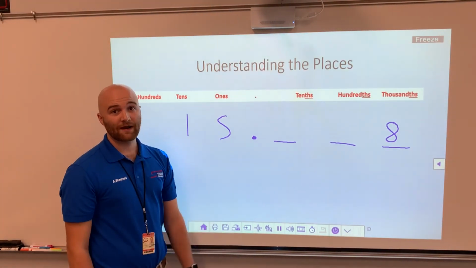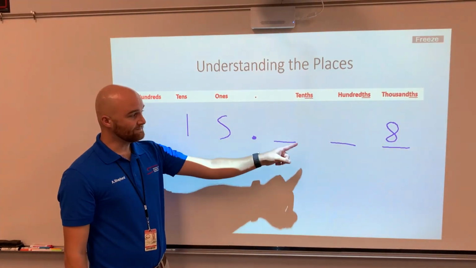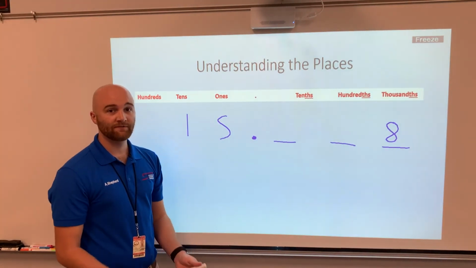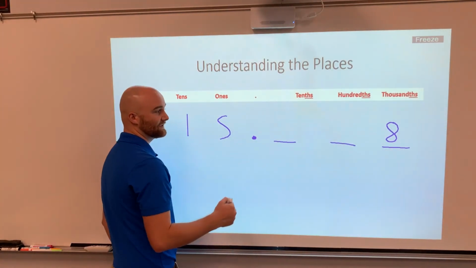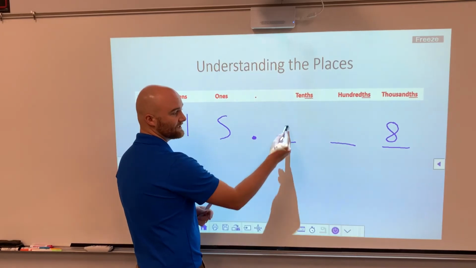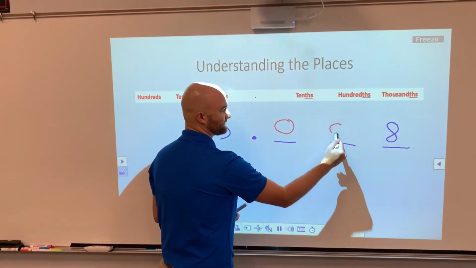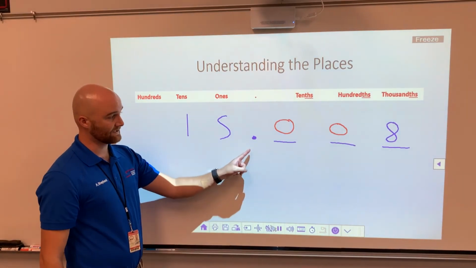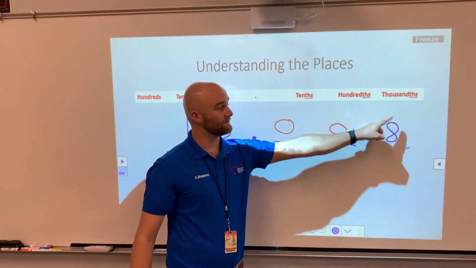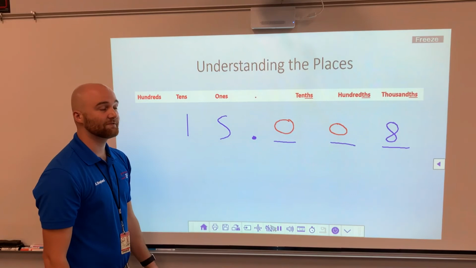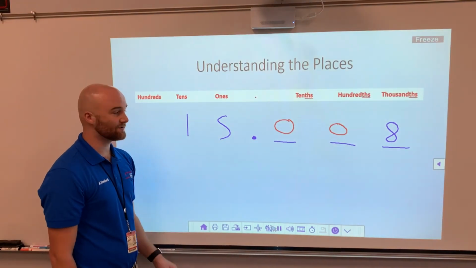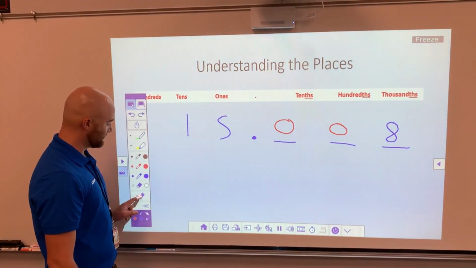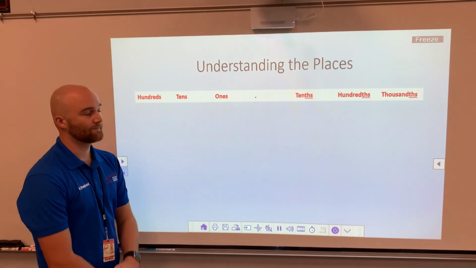I bet most of you were able to figure it out. For this empty stuff, all we're going to do is fill in something that says there's nothing there. So what we're going to fill in is some zeros. This is 15 and 8 thousandths. All we did is we filled in those empty spaces with zeros. Let's try one more, and then we'll be done on this video.